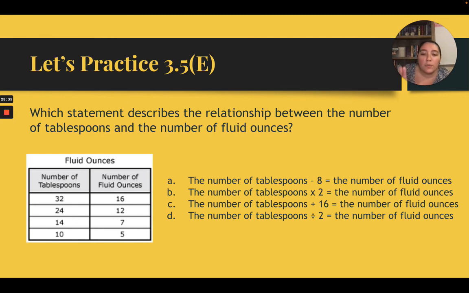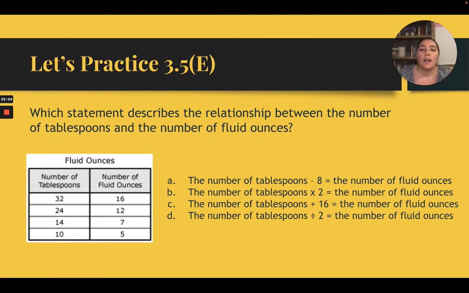So when I look at our answer choices, that means that we can get rid of B and C. It doesn't matter what it says for how much to multiply or how much to add, because the number of tablespoons times anything or plus anything is going to be a bigger number, not a smaller number like we have. So now we look at A and D. A says the number of tablespoons minus 8 equals the number of fluid ounces. D says the number of tablespoons divided by 2 equals the number of fluid ounces.